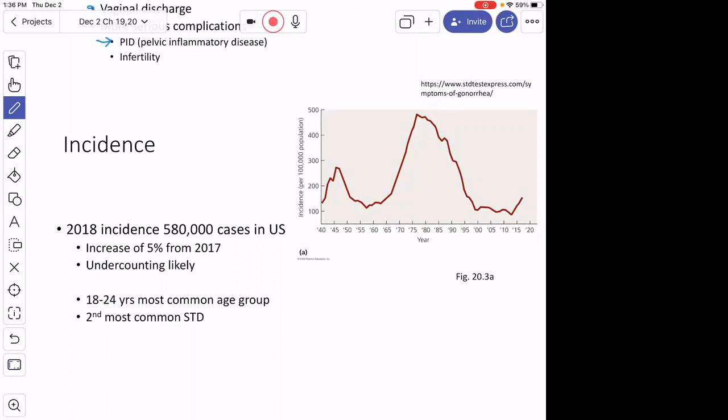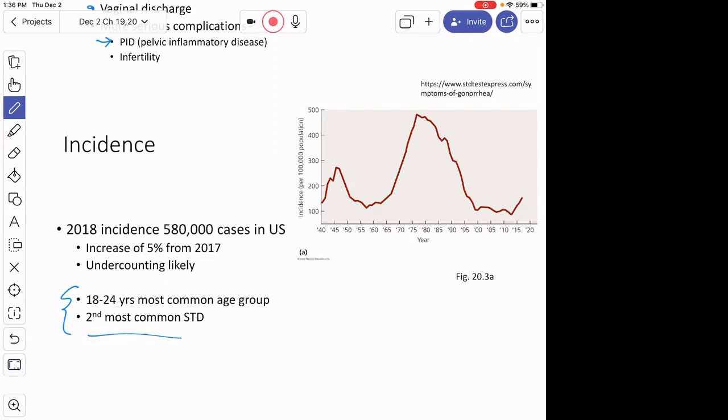We have to make some kind of estimates because, again, it's not something that people like to talk about. But most of you are in the age group where it's most common. Obviously, the more sexual partners you have, the more likely you are to get it. And you can get it over and over again. Just because you get it once doesn't mean you won't get it again. Behind chlamydia, it's the second most common sexually transmitted disease.